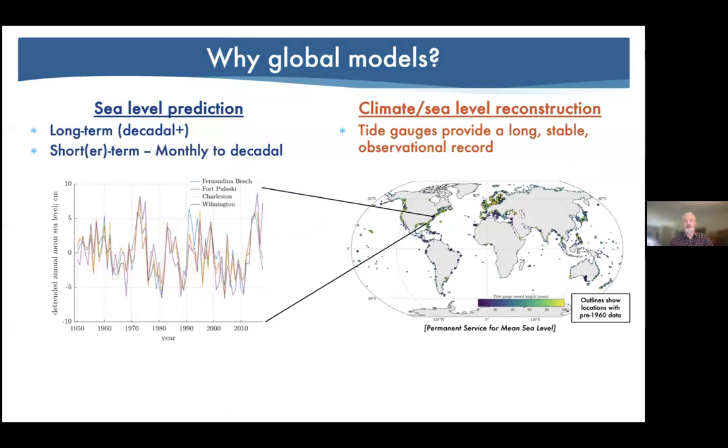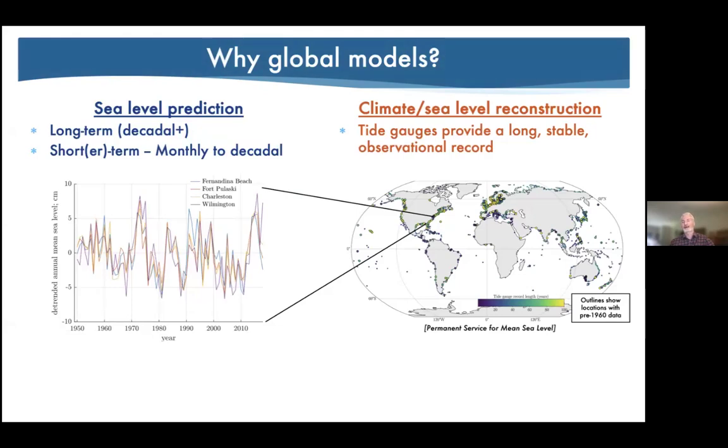Okay, so why do we need global models when we're thinking about coastal sea level variability? I've divided it into two rough categories here. Sea level prediction, which we often think about as longer term sea level predictions, decadal to centennial, coming out of CMIP class models. But there's also a need for shorter term sea level forecasts, and an ability to make shorter term sea level forecasts.